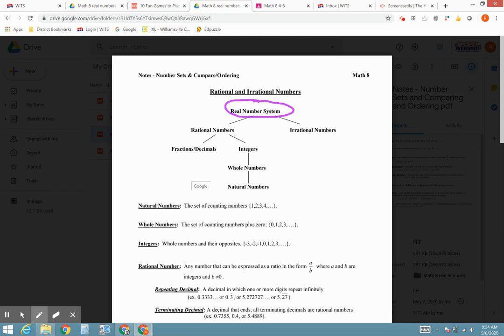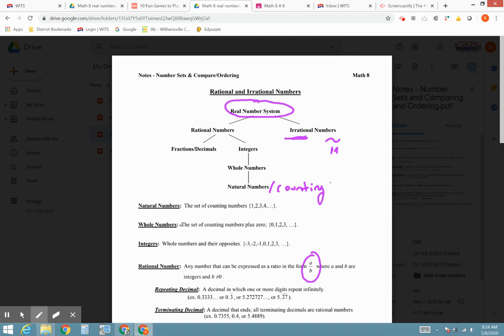And the real number system is divided into 2 subsets of rational numbers and irrational numbers. Rational numbers are any number that can be expressed as a fraction, or we say terminating or ending decimals. Irrational numbers, they're crazy. They're irrational. Those are numbers like pi, decimals that don't terminate. So then under rational numbers, you have fractions and decimals, and you have integers. Under integers, you have whole numbers, and then under whole numbers, you have natural numbers, which are also sometimes called counting numbers.